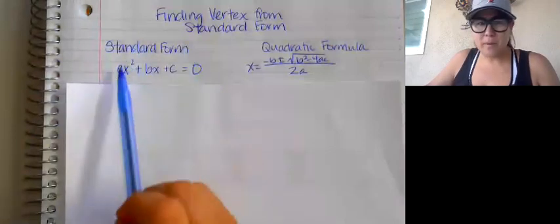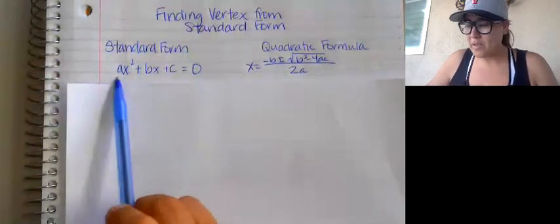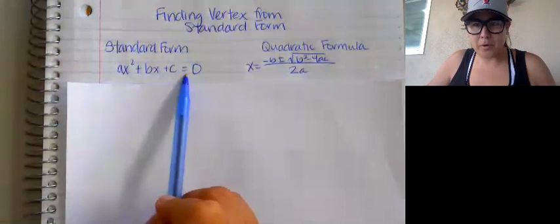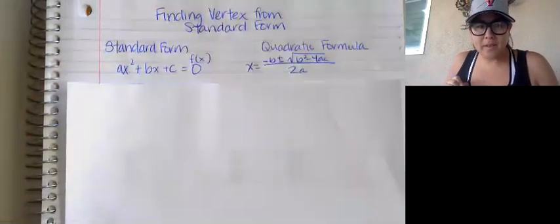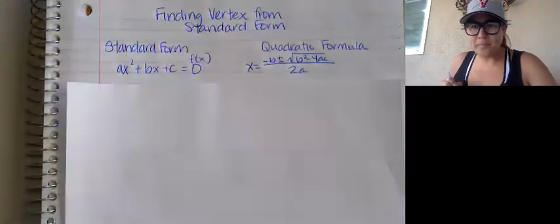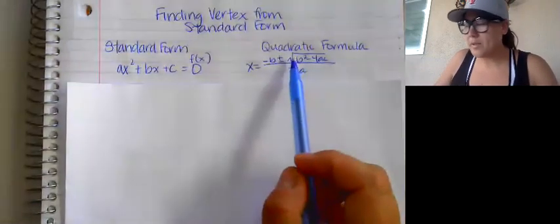One, just remembering what standard form is. So ax squared plus bx plus c equals 0, or sometimes they'll put an f of x there. So make sure you guys have that one. The other thing you need is part of the quadratic formula.